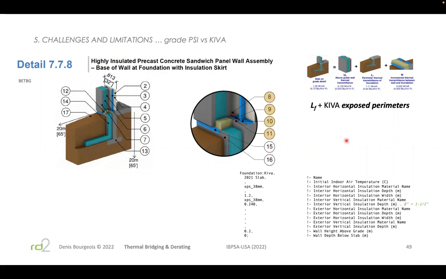So for those in the EnergyPlus universe that are interested in both considering Kiva and psi factors, you need to sort this out. So this may result in something like a modification of the user guide to TBD to provide guidance for this.